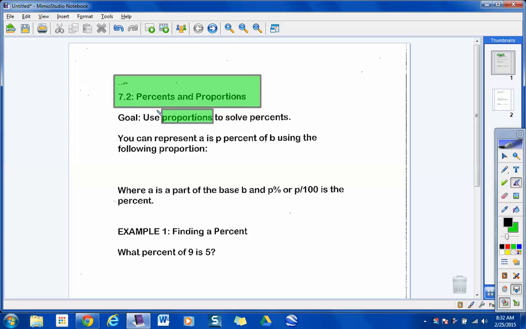Right below here, this is really important. I'm going to give you a formula to talk about today. It says you can represent A is P% of B using the following proportion. Let's just set this up. A is P% of B. I always like to put it like this. I'm going to put A over B. Watch how I write this. A is going to represent some number. I'm going to put this word right down here, of.